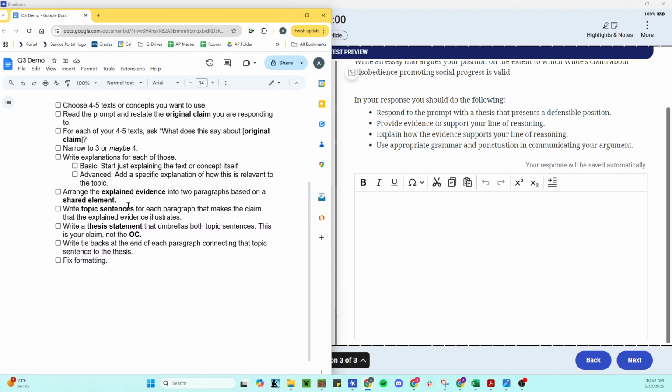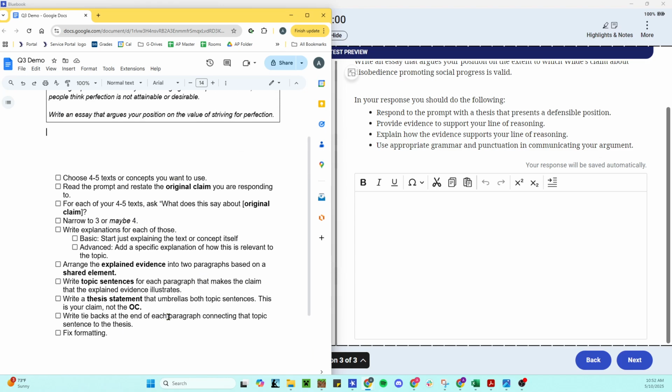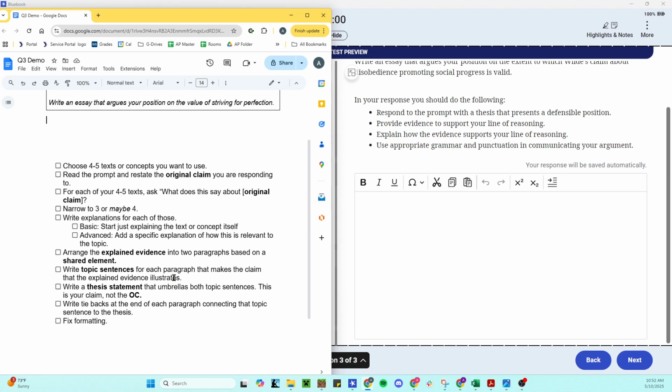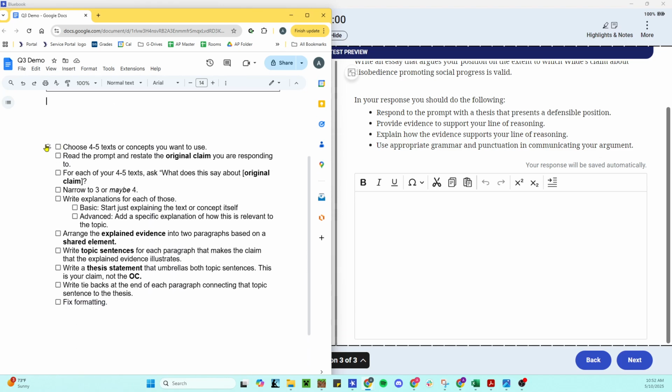And then I've also put our checklist down here, which hopefully, when you first walk in to take the test, or as your break is ending, you just start writing out your method, which does not have to be as detailed as mine is. Just whatever you want to remember about how to do this. Okay, and when I look at the method, it says here, choose 4 to 5 texts and concepts that you want to use. And I'm supposed to do that before I even read the prompt.